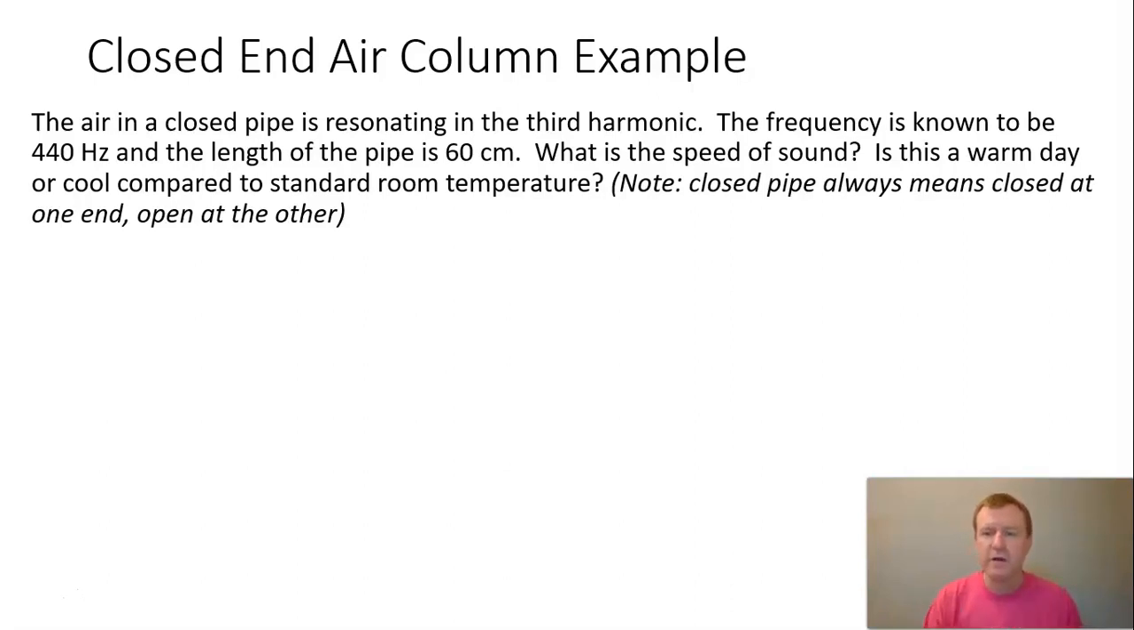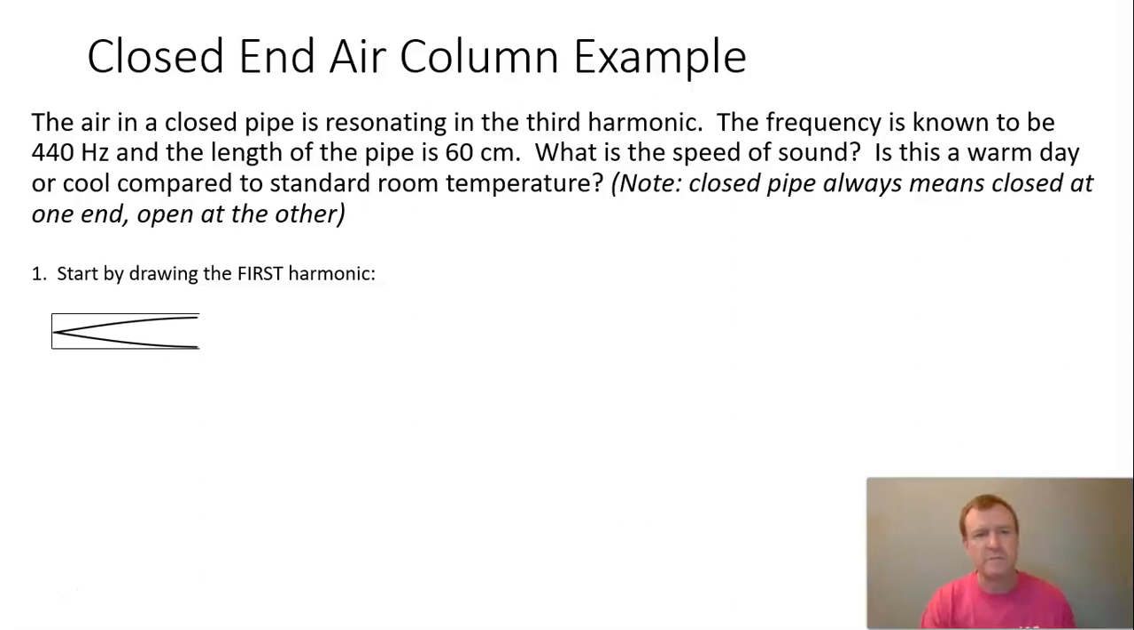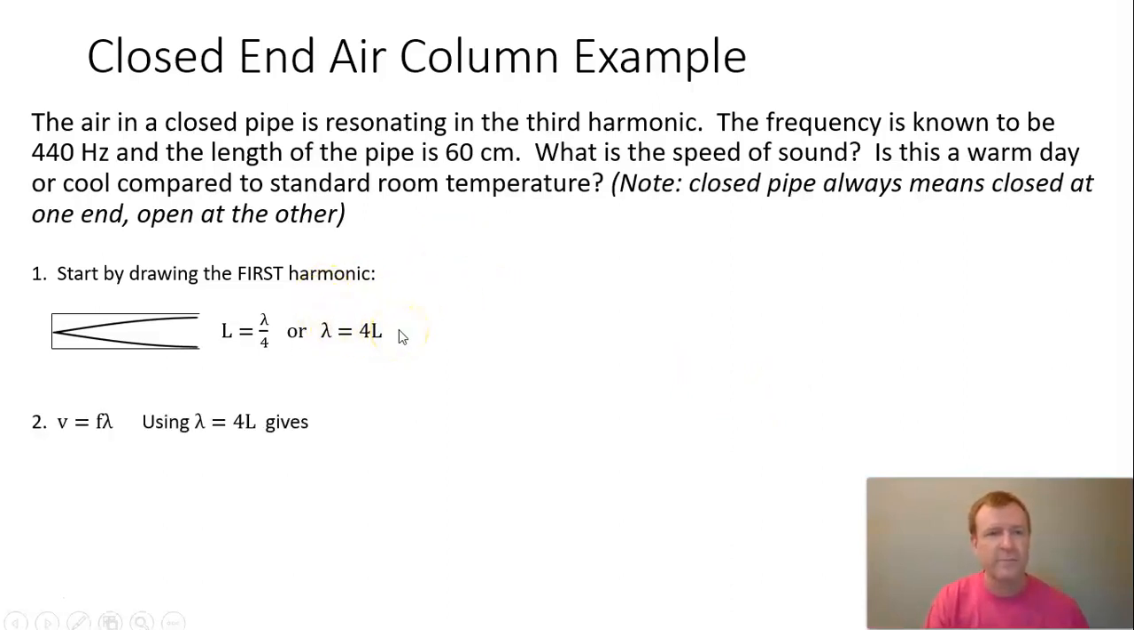All right, so again, we're going to start with the first harmonic. So I'm going to draw that picture first. So it's going to look like that. The more consistent you are, the easier these become. Okay, so how many wavelengths do we have here? Well, it's 1/4 of a wavelength. We looked at that in the last slide. So the wavelength is 4 times the length of this column.